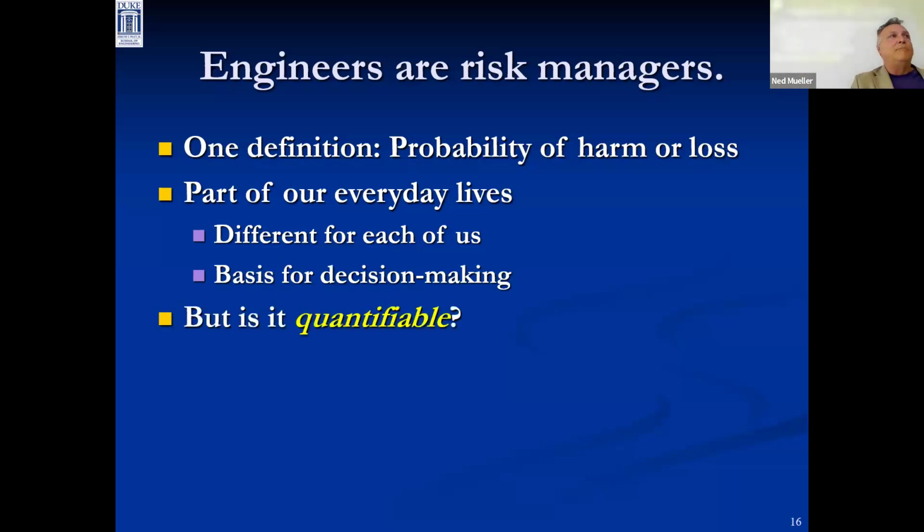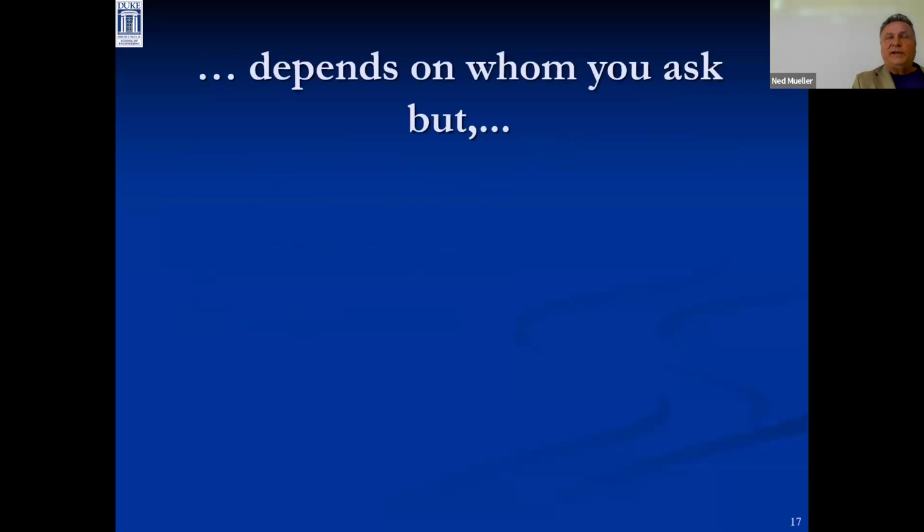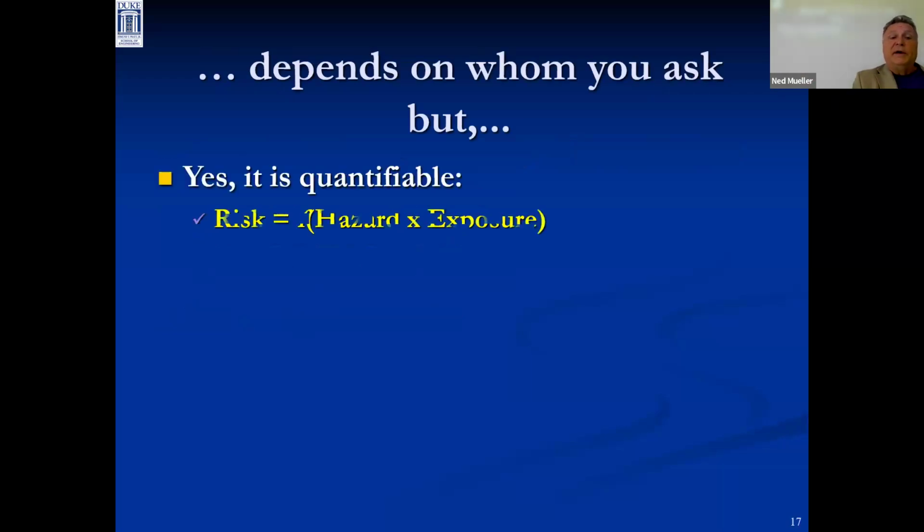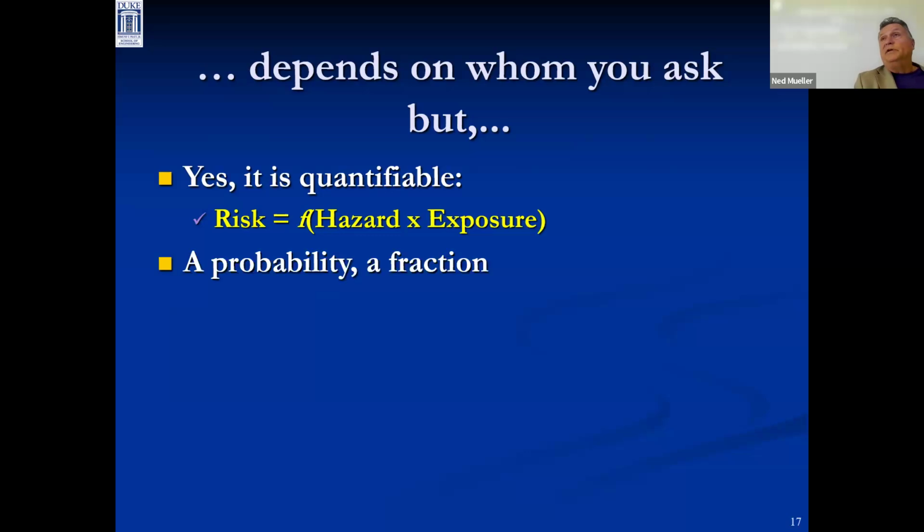But is it quantifiable? Well, of course it is. It does depend on whom you ask. But as I mentioned, those two first parts, it's a function of hazard and exposure. And it is a probability. So it runs from 0 to 1 or 0 to 100%. It goes from 0 to unity, 0 being there's no risk, 100% means it's going to happen, or it's happening. And as I mentioned, it's part of our everyday lives.